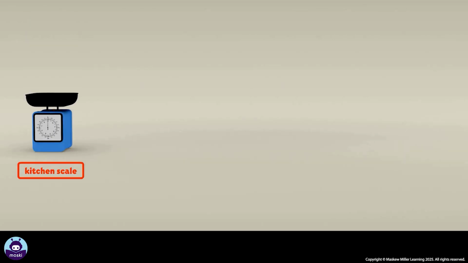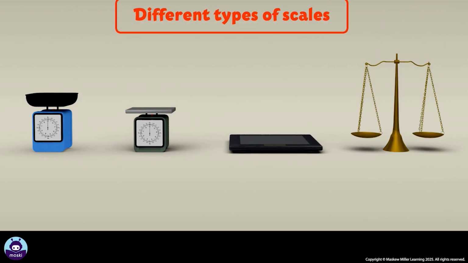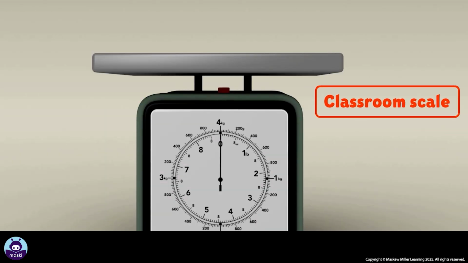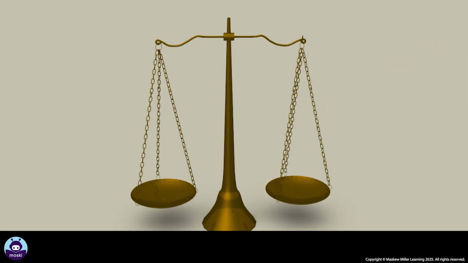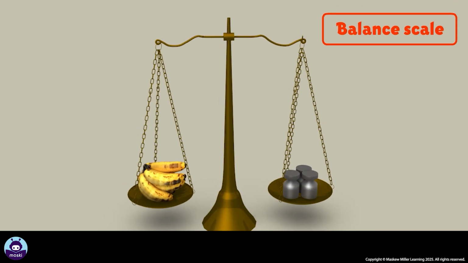A scale is a tool that we use to measure mass. There are different types of scales. Kitchen scales for measuring food and ingredients. Classroom scales for measuring different objects in schools. Bathroom scales for measuring weight. Balance scales used to measure the mass of an object using a known mass.